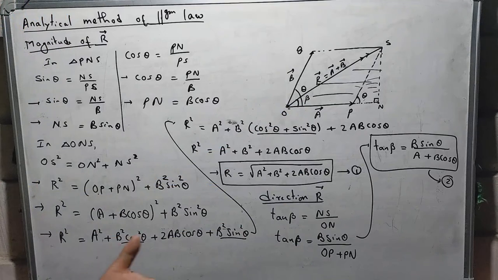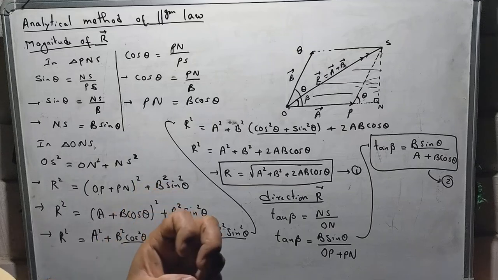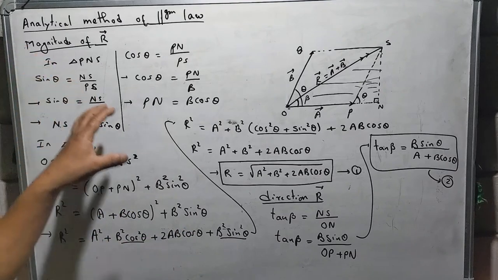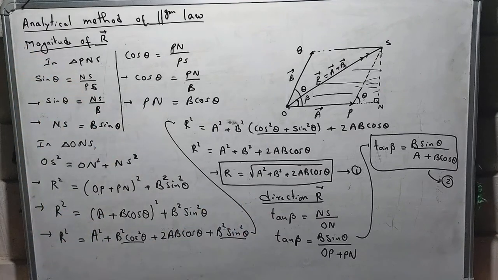Okay, in a similar way you can find the special cases by yourself. In that previous video we have seen three special cases, that is when theta equals 0 degrees, when theta is 90 degrees, and when theta is 180 degrees. Again, the same thing you will get in this case. So this is all about the analytical method of the parallelogram law to find the magnitude and the direction of the resultant vector R.